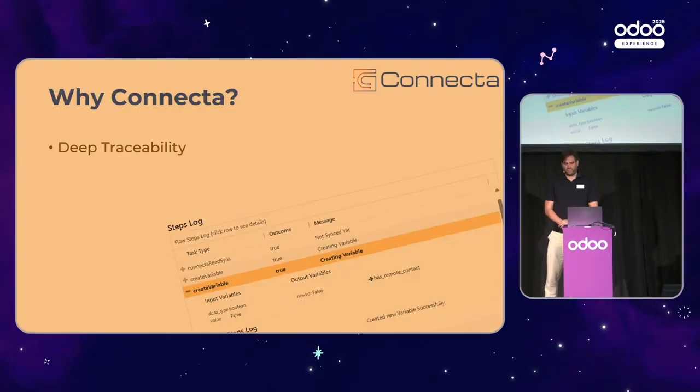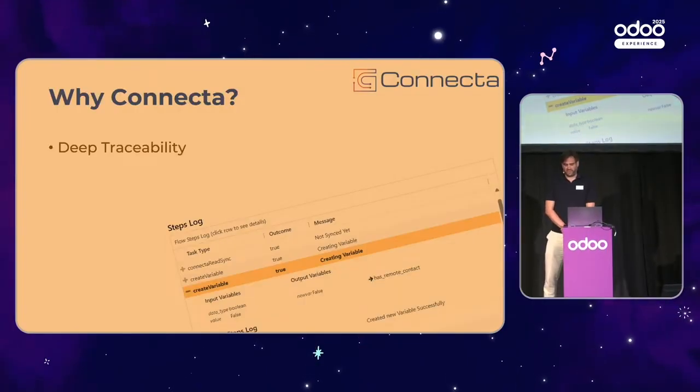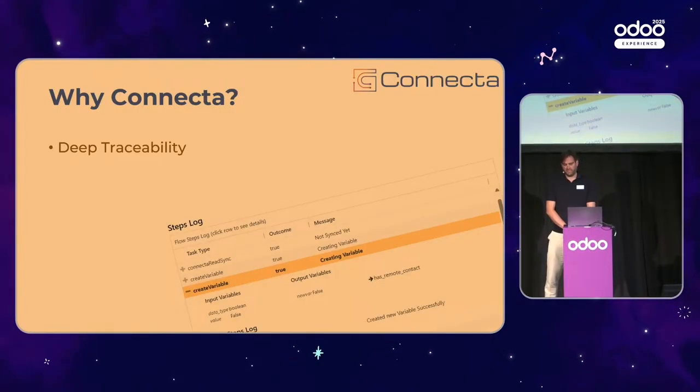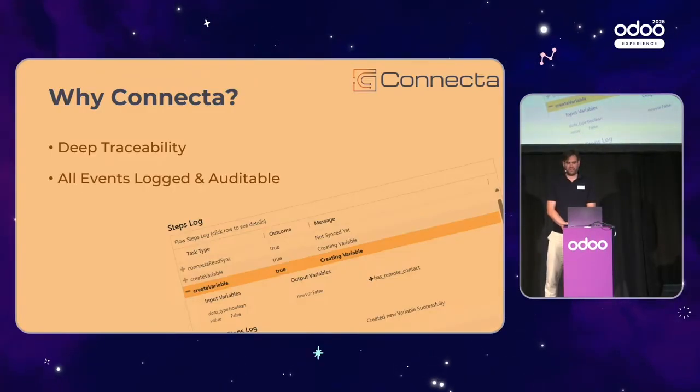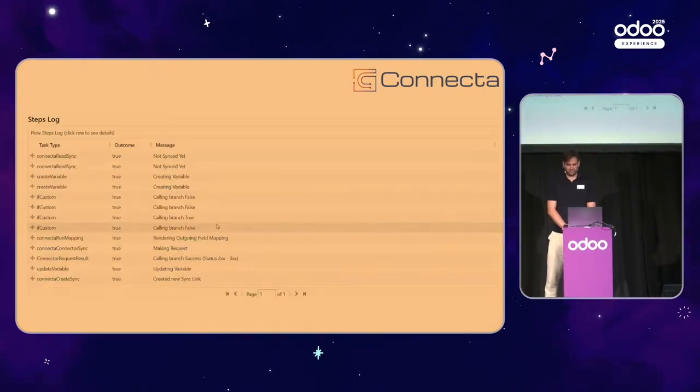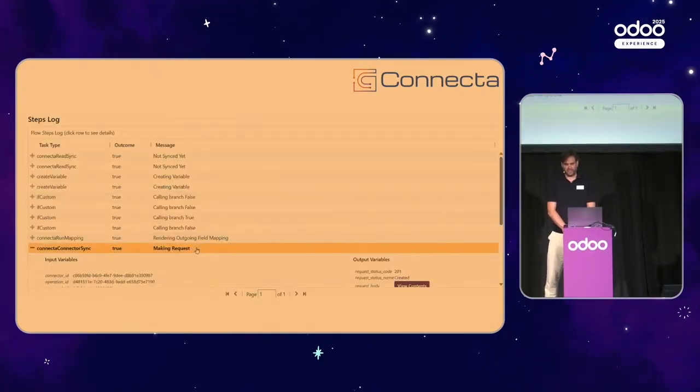We also allow you to see deep traceability of everything that happens. The building blocks have their own logging. They show you what came into the building block and what comes out of it. As soon as there are errors, they're really clearly visible. So everything is logged and auditable. If you need to see what happened deep in the night, for example, you can actually see what went on in your system. This is an example of a flow that had been running.